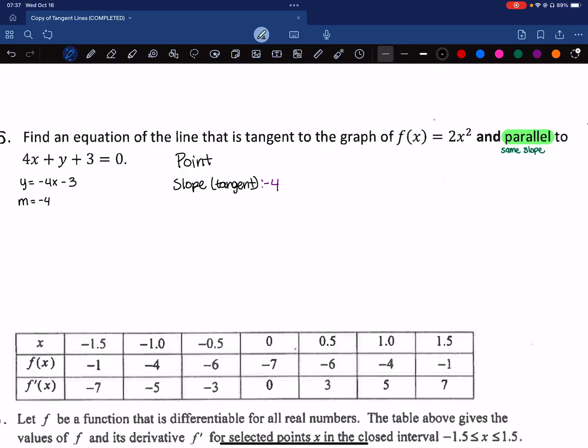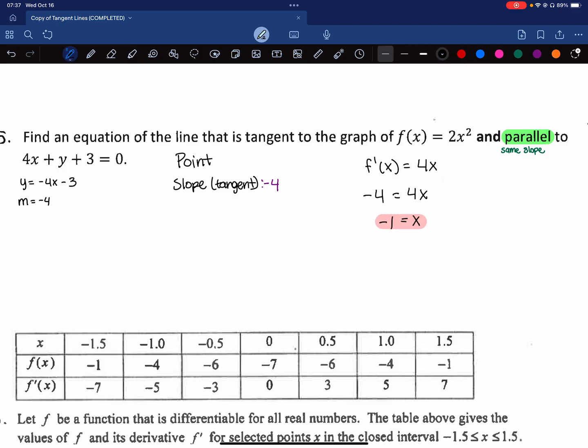So what we're going to do is we're going to find the derivative. F prime of x is equal to 4x. And now we can take the derivative and set it equal to negative 4 to solve for x, because this is what f prime of x equals. So we have negative 4 equal to 4x. I divide both sides by 4 and I get a negative 1. So this is my x value of my point.